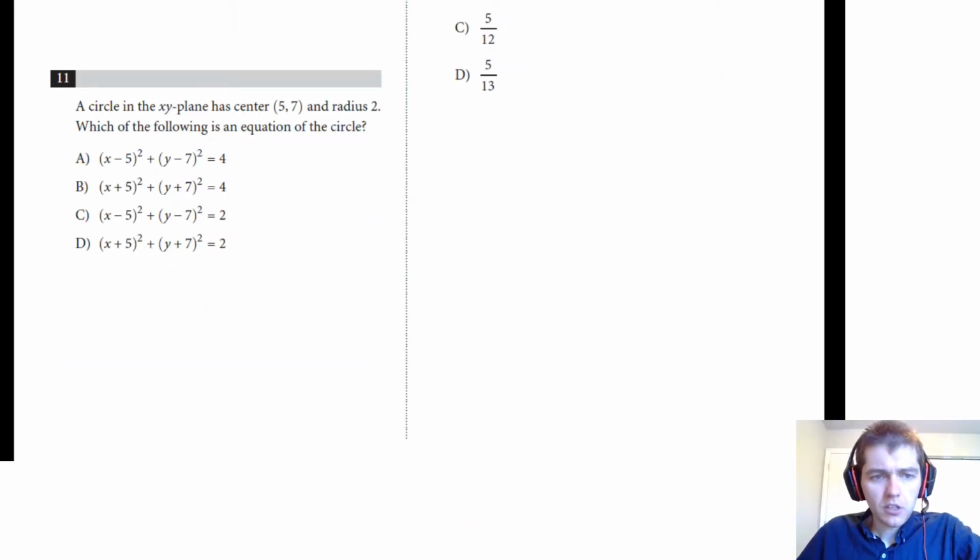Problem 11, a circle in the xy plane. They give you the center point of 5, 7 and a radius of 2. And which of the following is the equation of the circle? Okay, in the SAT world, there's very little you have to memorize. The equation of the circle is one of them. I'll probably do a video on this later.